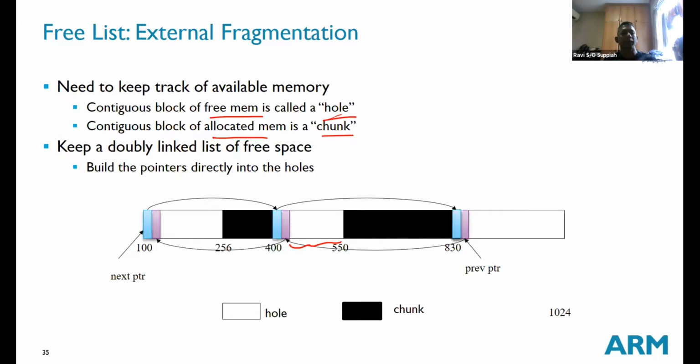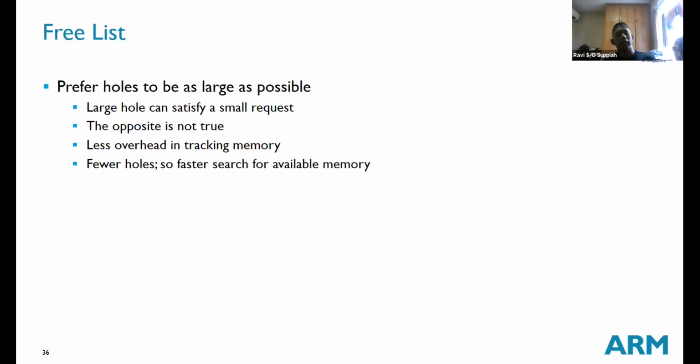Now, in a free list, we probably want to have holes that are as large as possible so that I can satisfy any small request. If I have holes that are small, when I suddenly have a request with a huge memory requirement, then I cannot fulfill it. So I want to try to keep the holes large and make it easy to satisfy all the small requests.